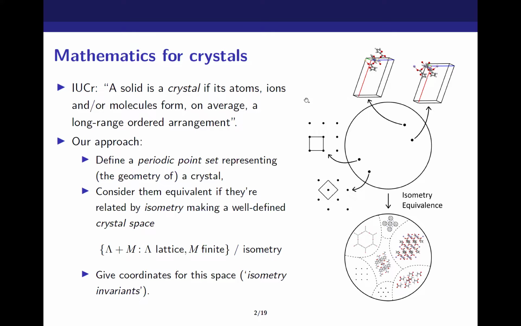So crystallographers have argued over this definition of crystal. Apparently it's still not quite settled, and there are still two definitions, but that is what it is. We come at it from a different direction, and we define this thing called a periodic point set, which is about geometry. And then we use equivalence relation to make a quite strict mathematical definition.